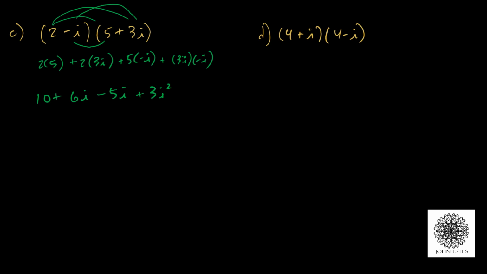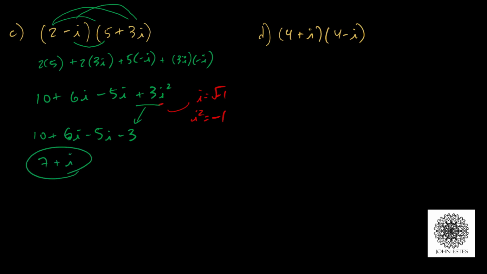We can combine the 6i and -5i, but is this really a complex number? Well, if you remember what we said about i squared, we said that i equals what? The square root of -1. So i squared has to be -1 by definition. So this is actually 10 plus 6i minus 5i plus 3 times -1, so a minus 3. The plus 3i squared turns into a -3. So then I end up with 7 in the real component plus 1i in the imaginary component, and there it is. When I multiply these two complex numbers, this is definitely an a plus bi situation.